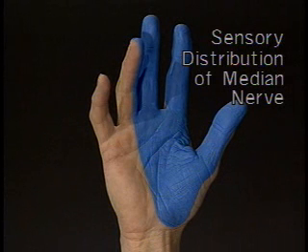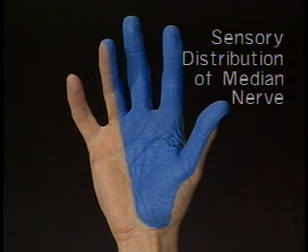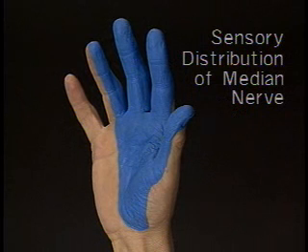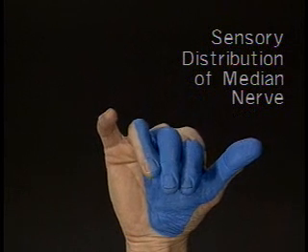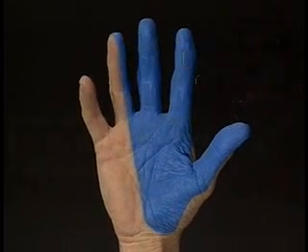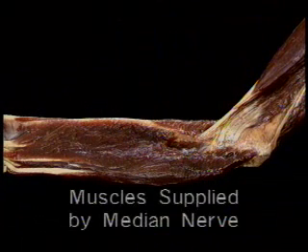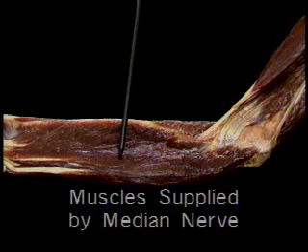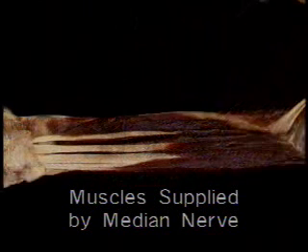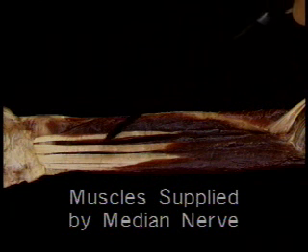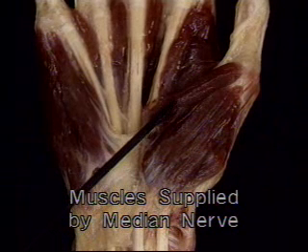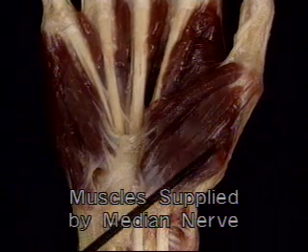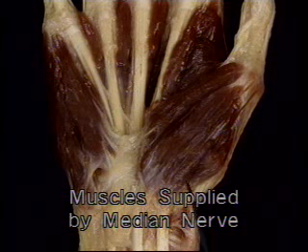The median nerve typically provides sensation to the lateral half of the palm, the flexor aspect of the thumb, the index and middle fingers, and the radial side of the ring finger. Of the extrinsic hand muscles, the median nerve supplies flexor digitorum superficialis, flexor pollicis longus, and the radial half of flexor digitorum profundus. Of the intrinsic hand muscles, it supplies only the three thenar muscles and the radial two lumbricals.